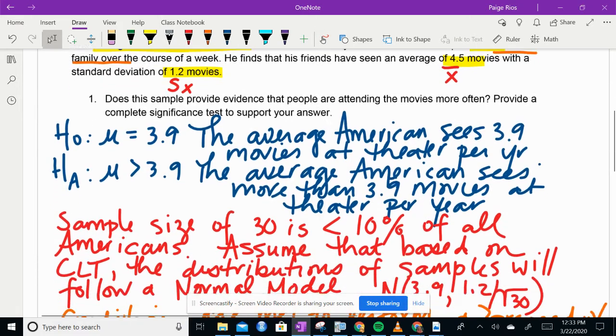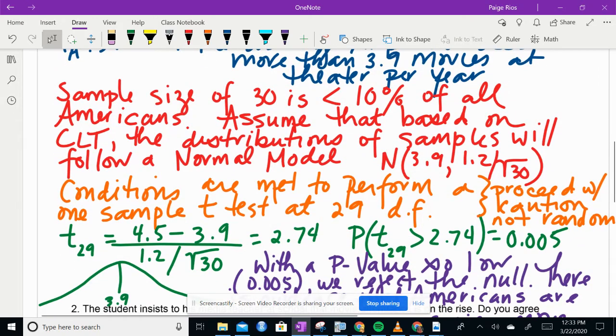So when I take a look at what's in red here, the sample size of 30 is less than 10% of all Americans. We can assume that based on the central limit theorem, the distribution of the samples will follow a normal model. So the normal model is right here. We have our sample mean and our sample standard deviation. When I talk about naming the test, I'm going to mention that conditions are met to perform a one sample t-test at 29 degrees of freedom.